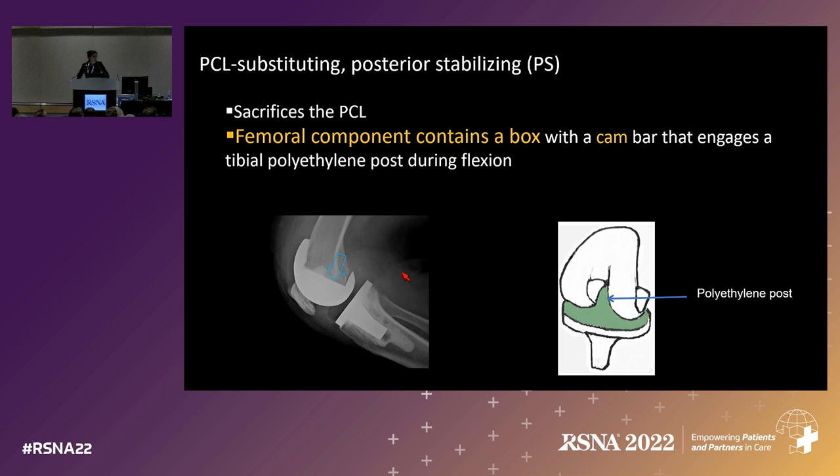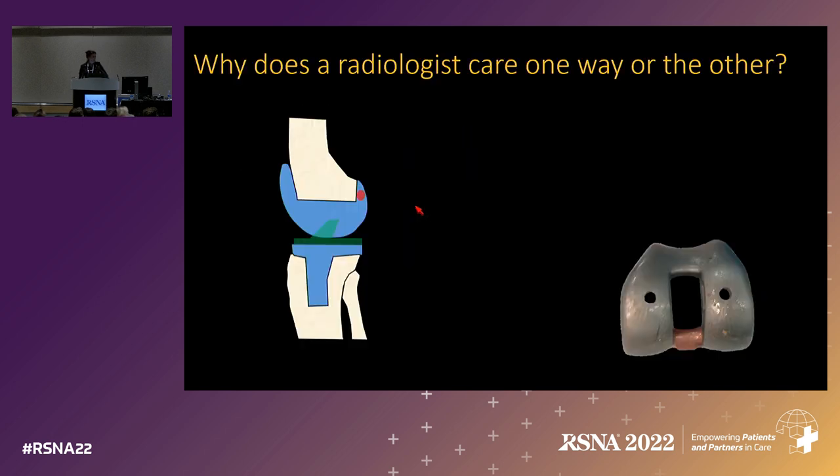This is the other very common one. It's called PCL substituting or posterior stabilizing. This one sacrifices the PCL. And the femoral component contains this square thing right here, which is conveniently called a box. And it has something called a cam bar that engages a polyethylene post during flexion. This is going to be much more clear in just a second.